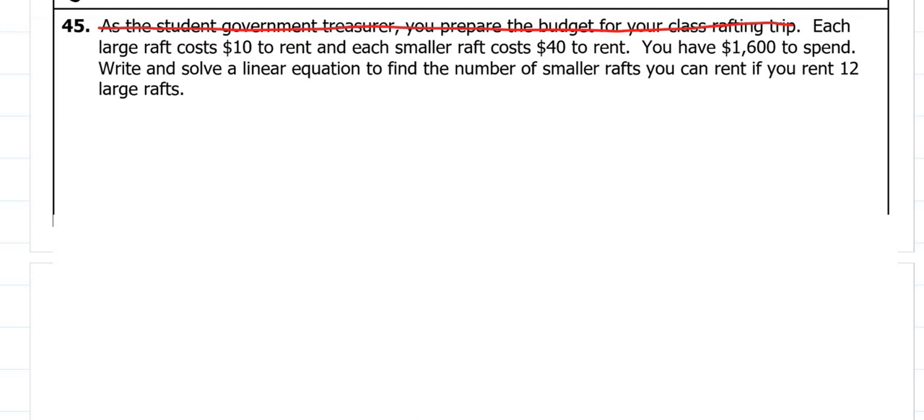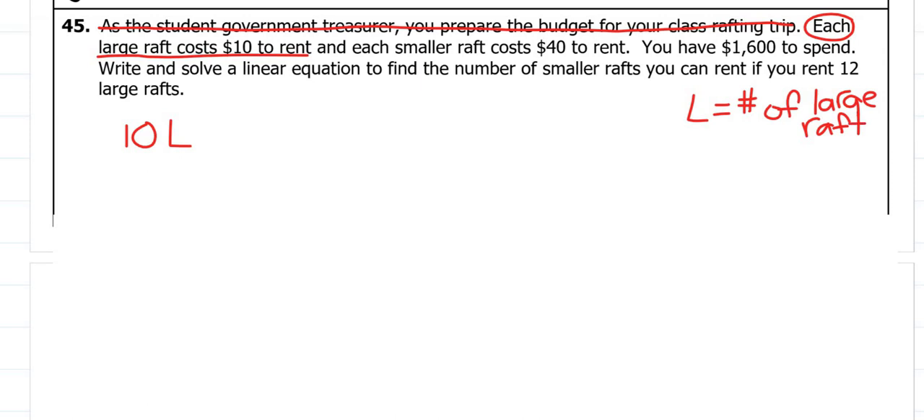Each large raft costs $10 to rent. So it's $10 per large raft. That word "each" is important. It means $10 per large raft, so you're going to multiply 10 times the number of rafts you plan on renting. The way we're going to write that is 10L. L stands for the larger raft, so I can put that on the side. L means the number of large rafts. Okay, so let's keep going.